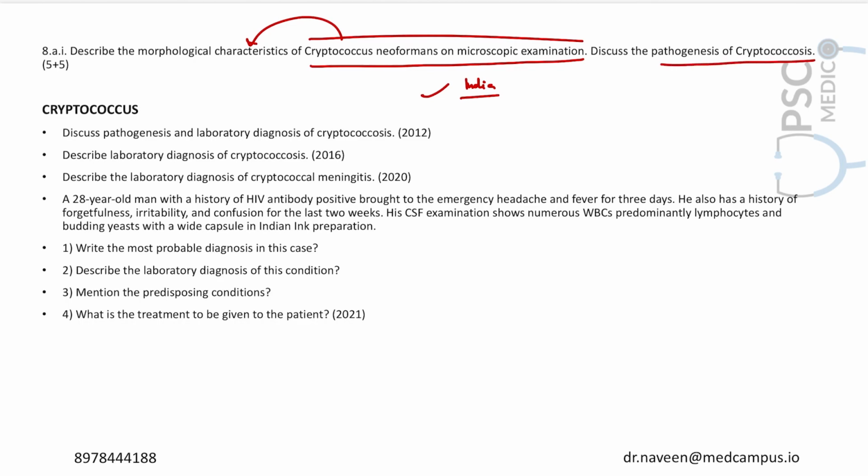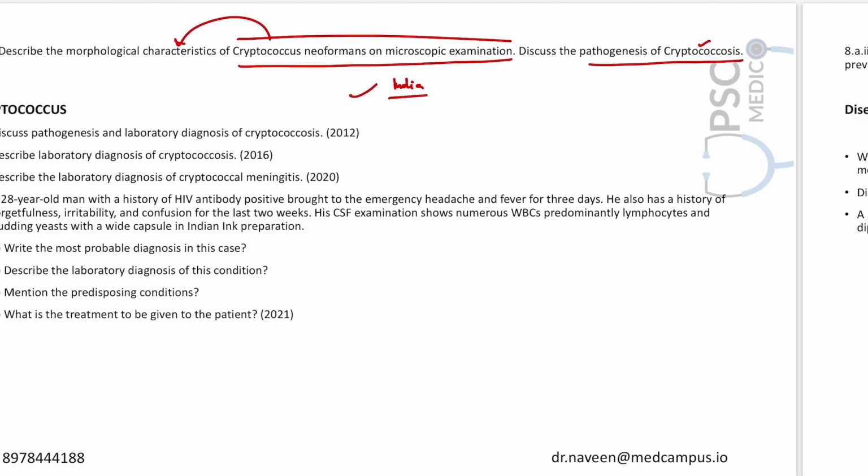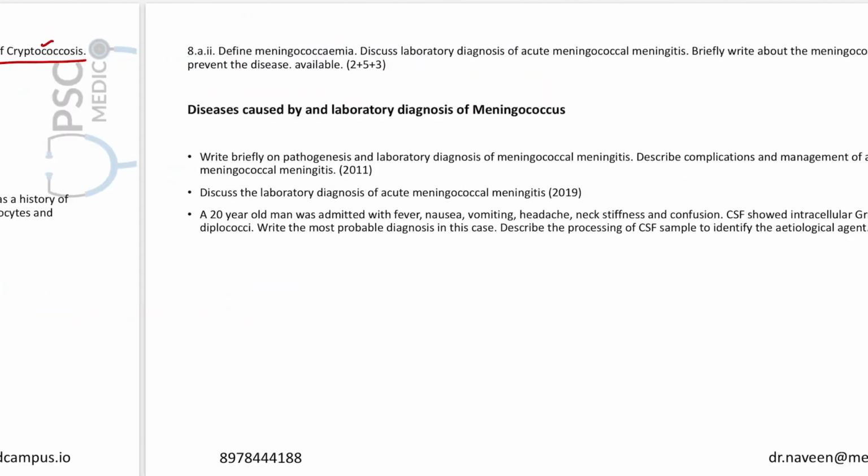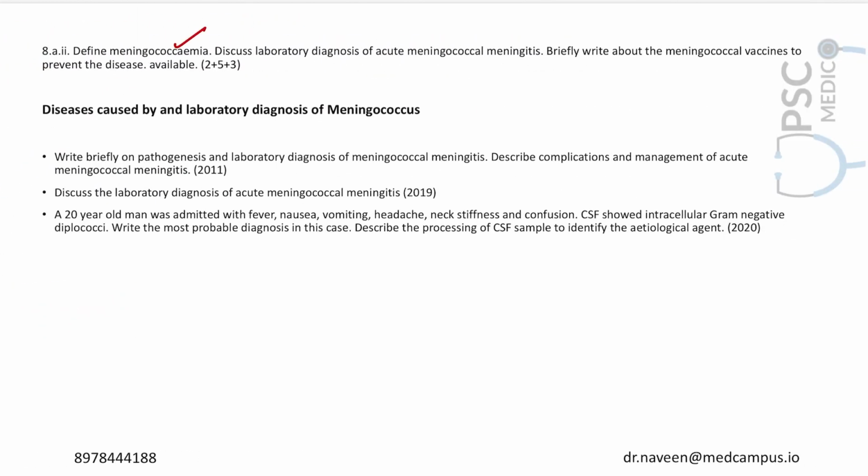And discuss the pathogenesis of cryptococcosis. We did discuss the pathogenesis of cryptococcosis, aspergillosis and all. And Cryptococcus is a continuous repeat. Even in 2021 they did ask this question.